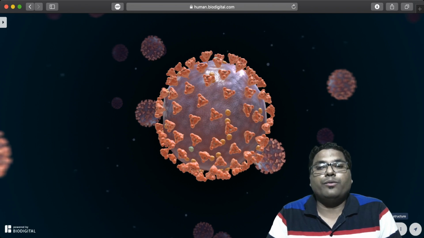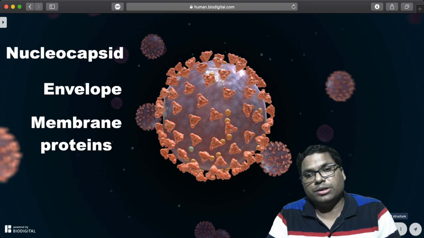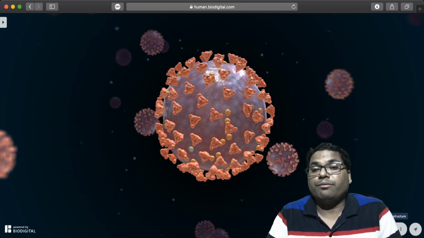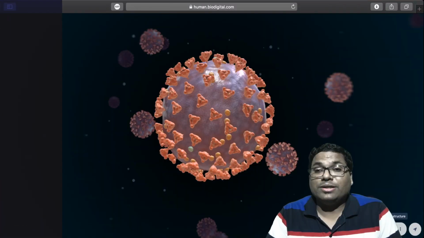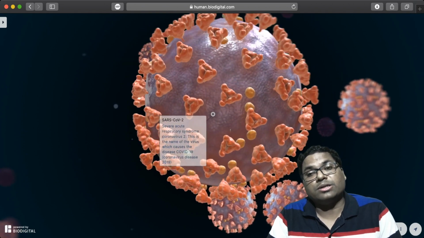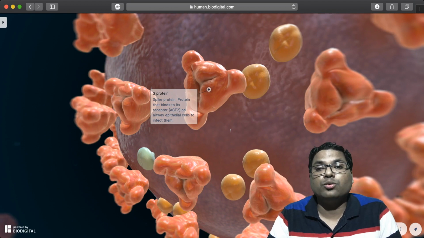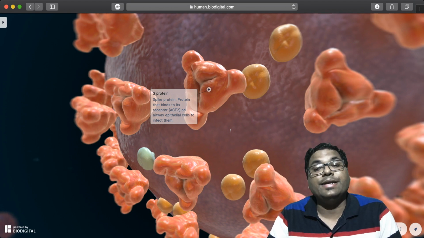SARS-CoV-2 consists of four different parts. First is called the nucleocapsid, second the envelope, third is the membrane protein, and the fourth one is the spike protein. We will see the virus from its outermost region going into its innermost region. In its outermost region, first we will see the spike protein. This spike protein helps the virus to bind to its receptor, that is ACE2 receptors present in the airway epithelial cells in human beings, which helps the virus to get entry inside the cell.